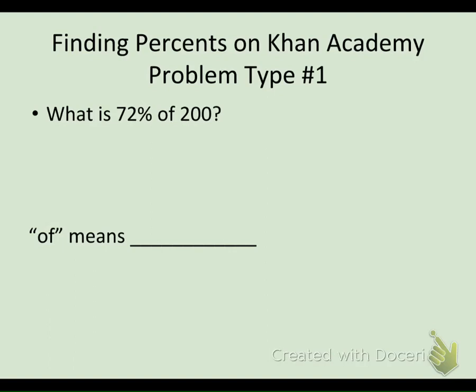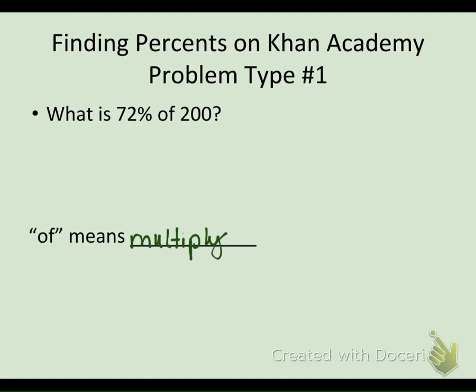The first thing that you need to know, when you see the word "of," what does that mean to do? What basic operation is it asking you to do? Multiply, yeah. So "of" means to multiply. So your first example problem is, what is 72% of 200?